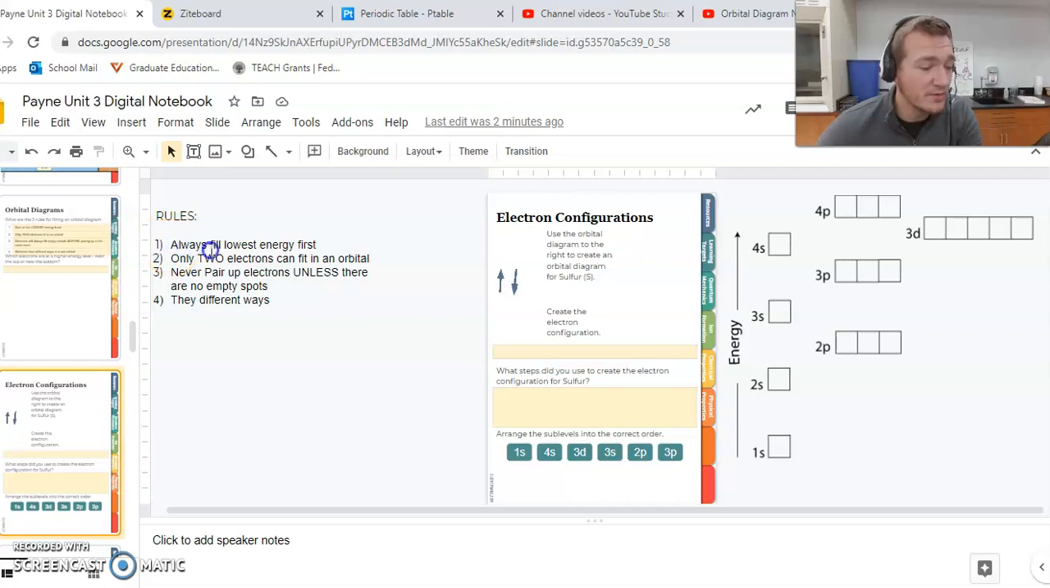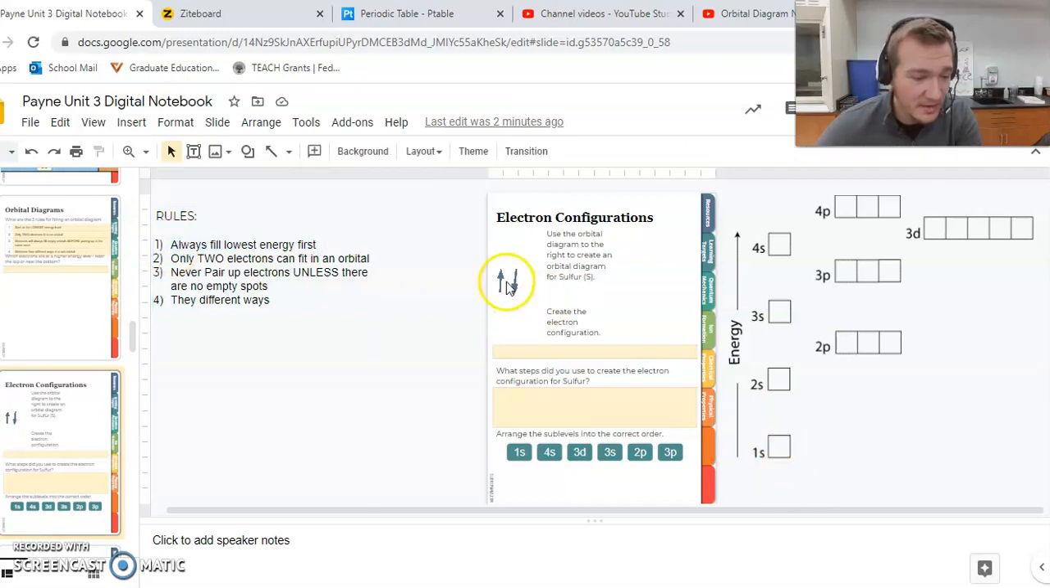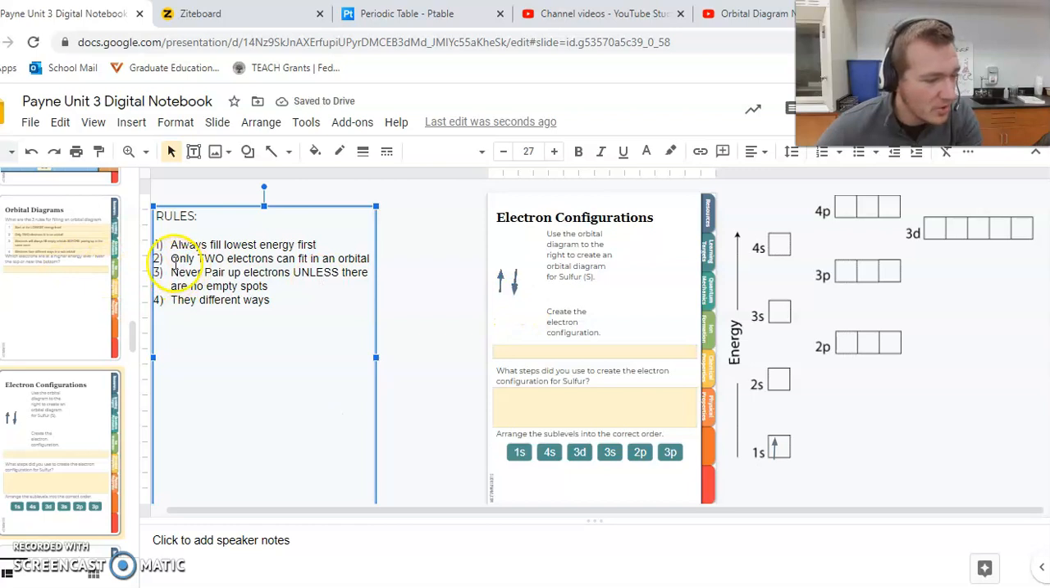So, our rules are always fill the lowest energy first. So that means we have to start here with 1s. Okay, well, I'll throw this up-facing one in there. All right, cool. Now, where do I put the second one? Only 2 electrons can fit in an orbital. Okay, gotcha. Never pair up electrons unless there are no empty spots, and they face different ways.